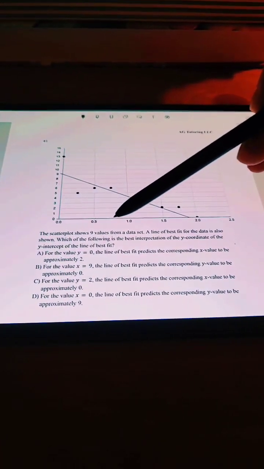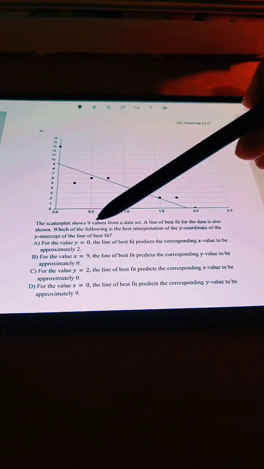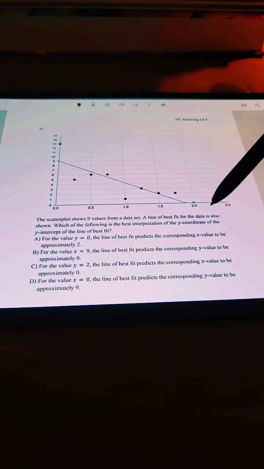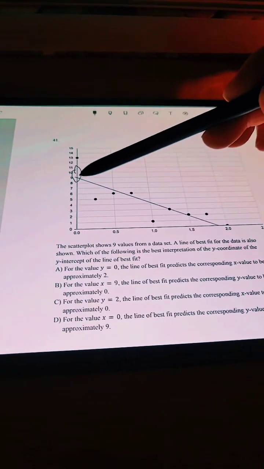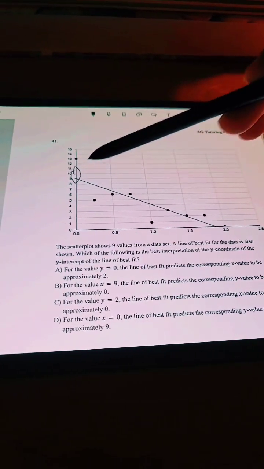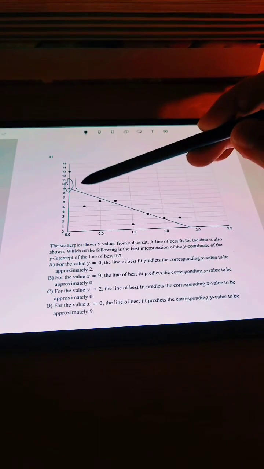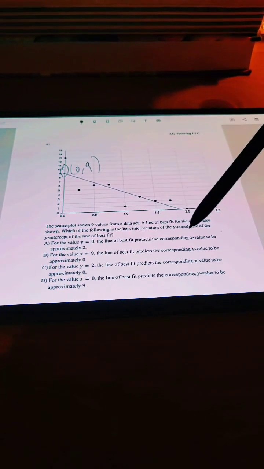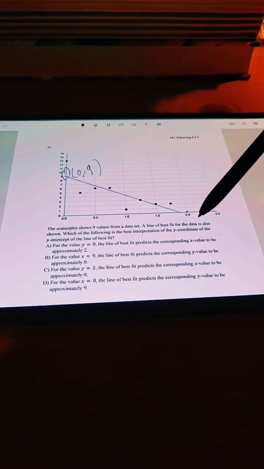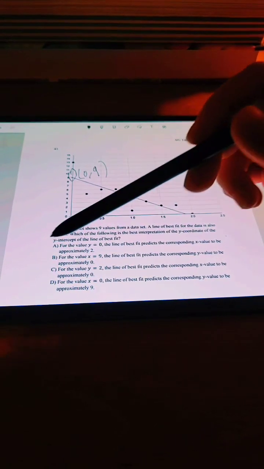So it says the scatter plot above shows 9 values from a data set. A line of best fit for the data is also shown. Which of the following is the best interpretation of the y-coordinate of the y-intercept of the line of best fit? So we're interpreting this point right here, which is at 9. The y is 9 there, and x is 0. So 0, 9. So which of these corresponds to that information? So that would be x is 0, y is 9, so D.